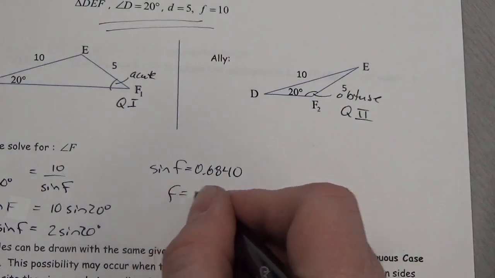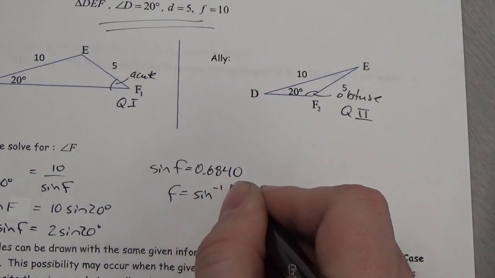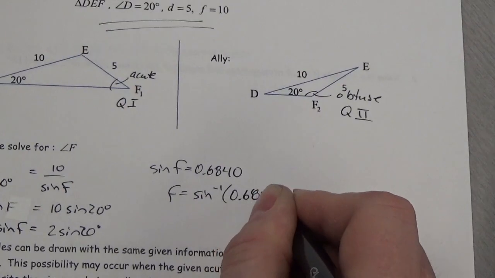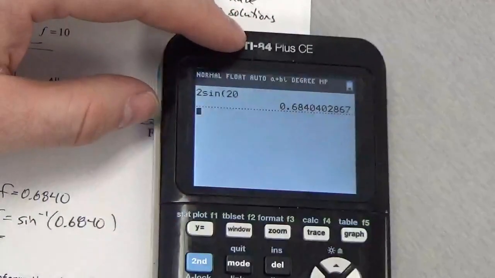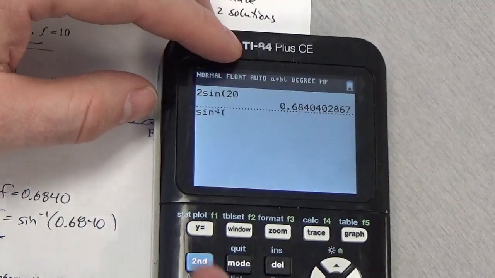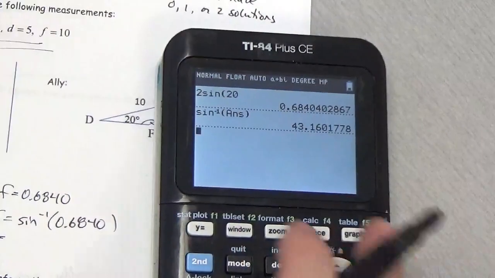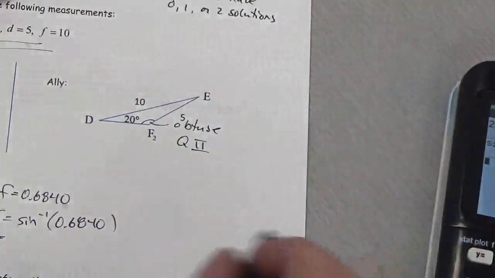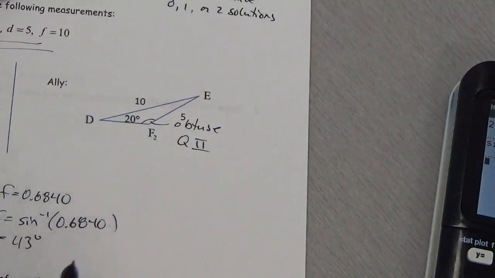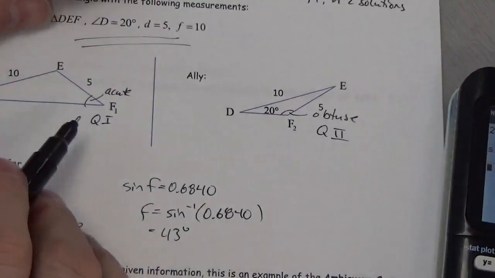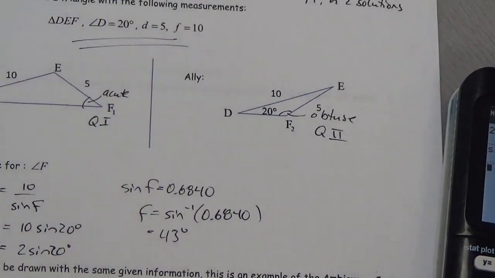So when I do the inverse sine of 0.6840, now I'm going to use the whole decimal in my calculator when I do that. The inverse sine of that answer, the calculator will immediately give me a first quadrant angle, 43 degrees. That's my acute angle, so that's corresponding to this one right here.